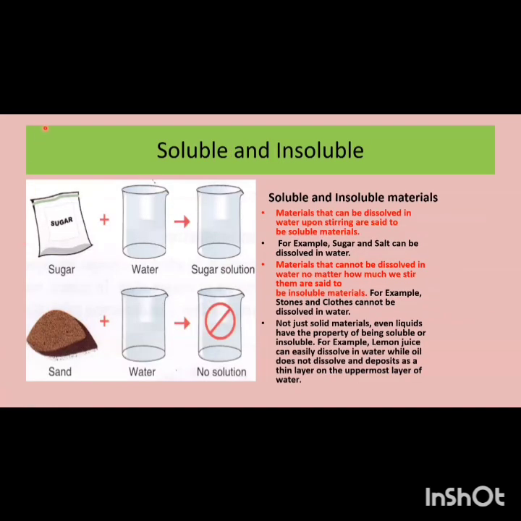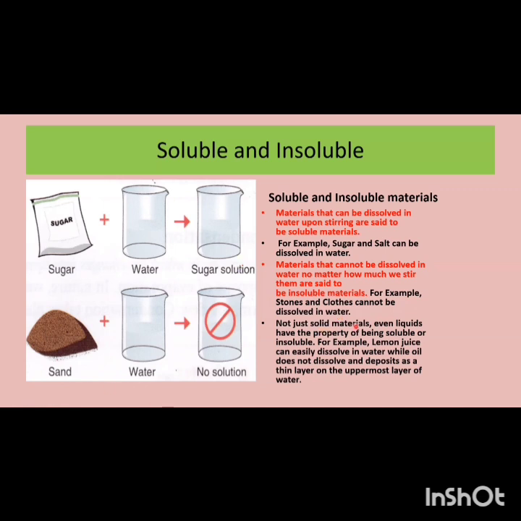Next property, that is solubility, soluble and insoluble. Materials that can be dissolved in water upon stirring are said to be soluble materials. Example, sugar and salt can be dissolved in water. Materials that cannot be dissolved in water, no matter how much we stir them, are said to be insoluble materials. For example, stones and clothes cannot be dissolved in water.